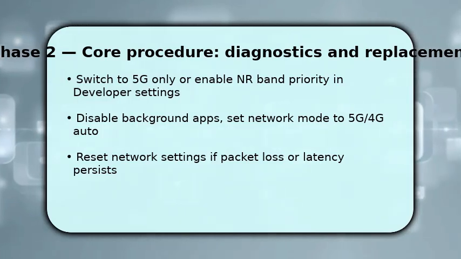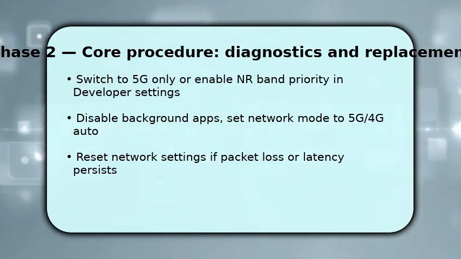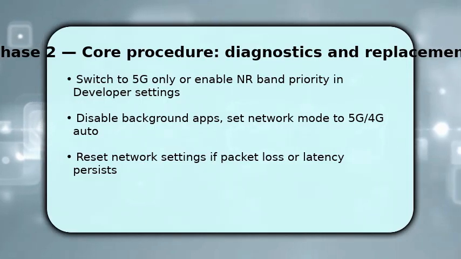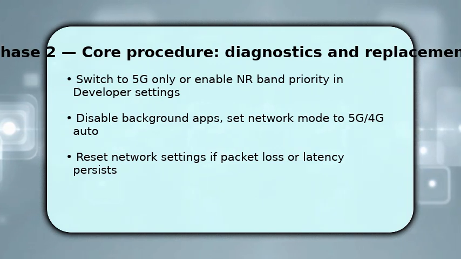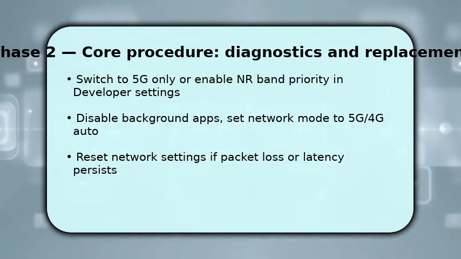the best signal. If you observe packet loss or high latency, reset network settings to clear corrupted configurations. Doing so often restores optimal carrier parameters and cell selection logic.